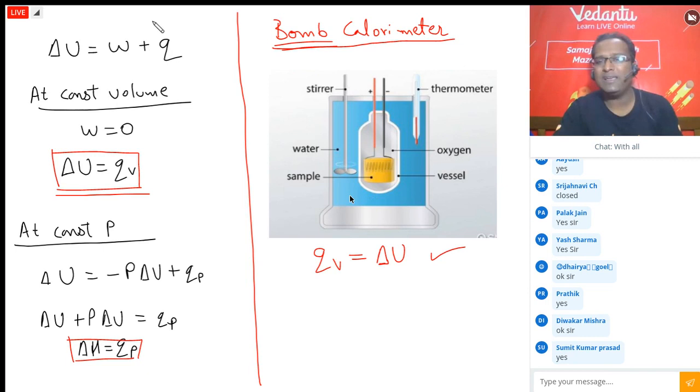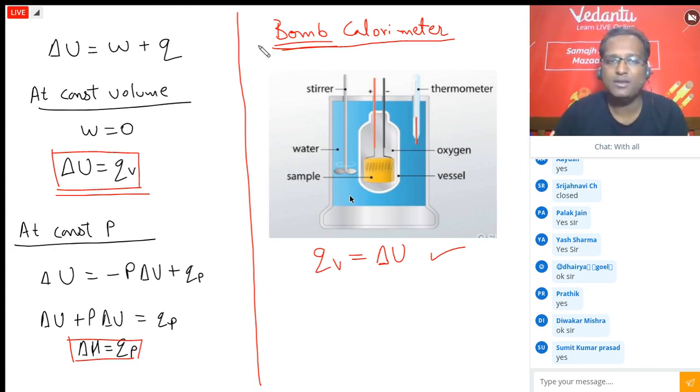Now, what do you mean by a calorimeter? See, a calorimeter is a device to measure the heat liberated or absorbed in a reaction. I repeat, a calorimeter is a device which is used to measure the heat liberated or absorbed in a reaction. How is it used?